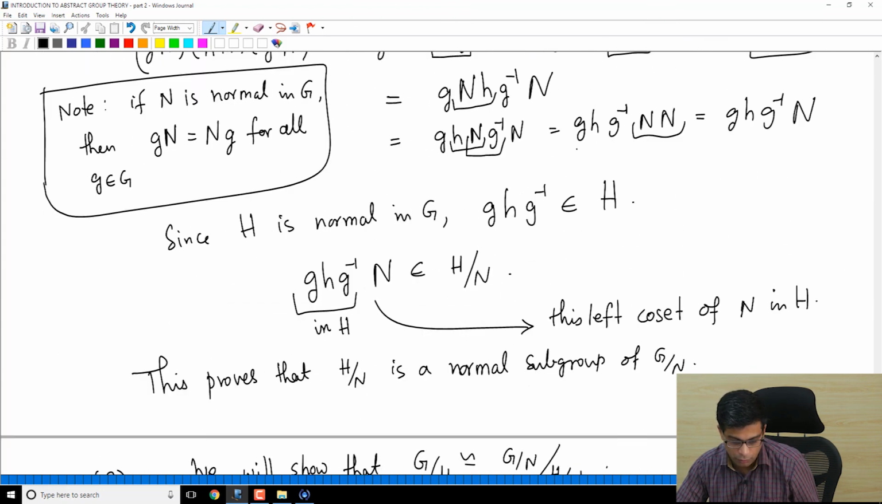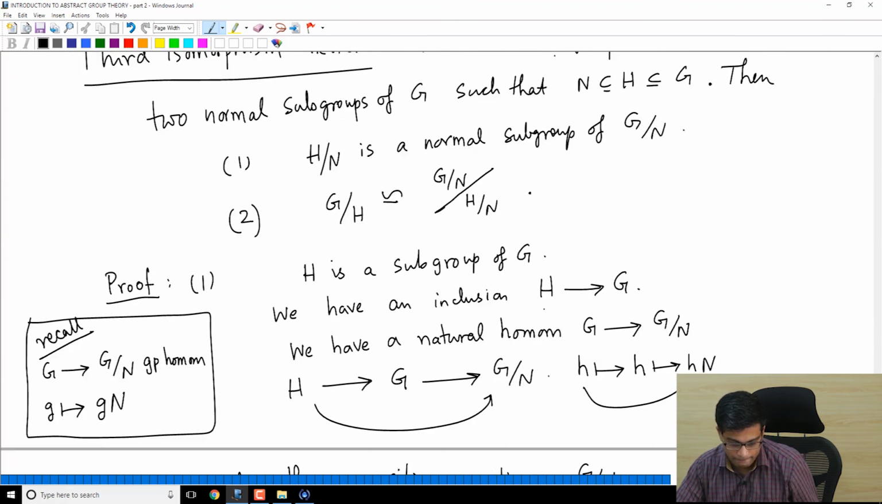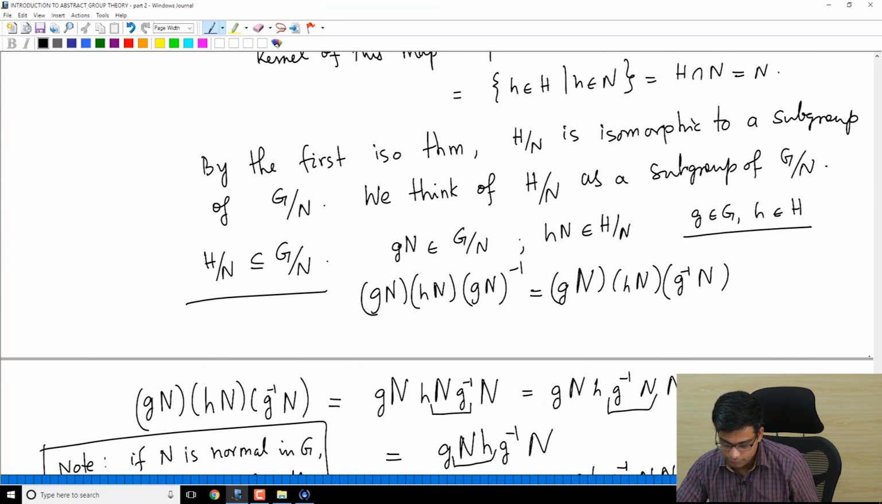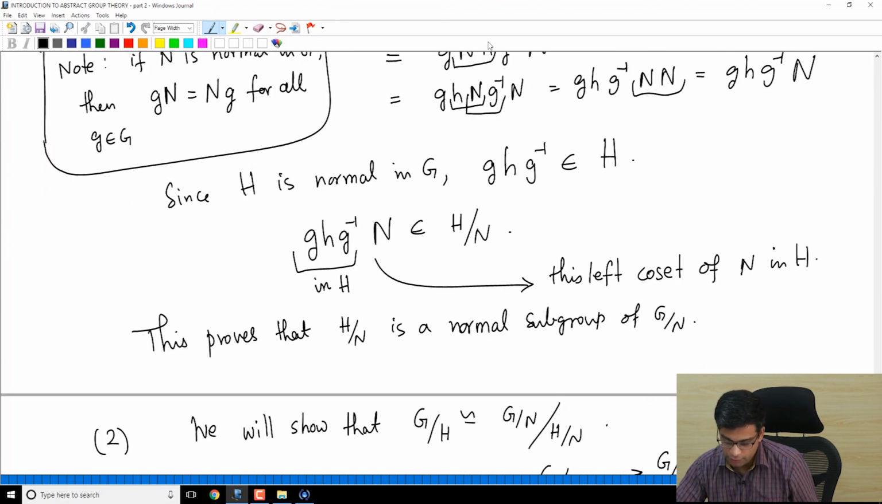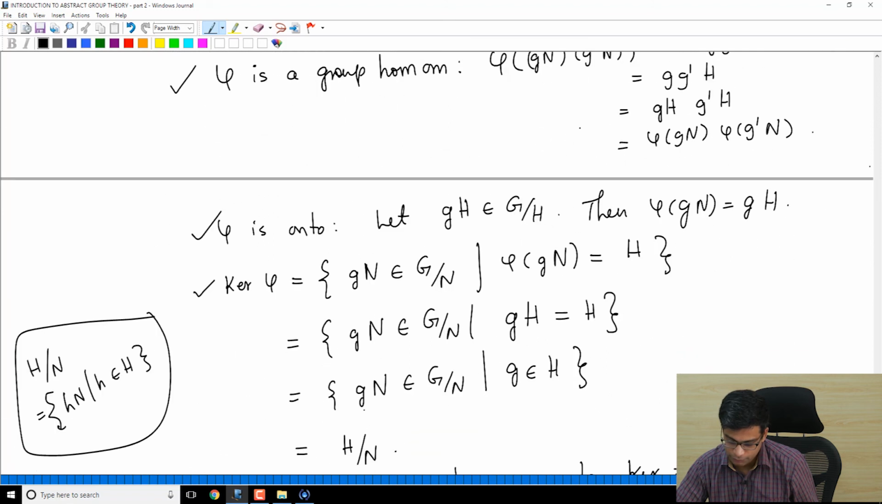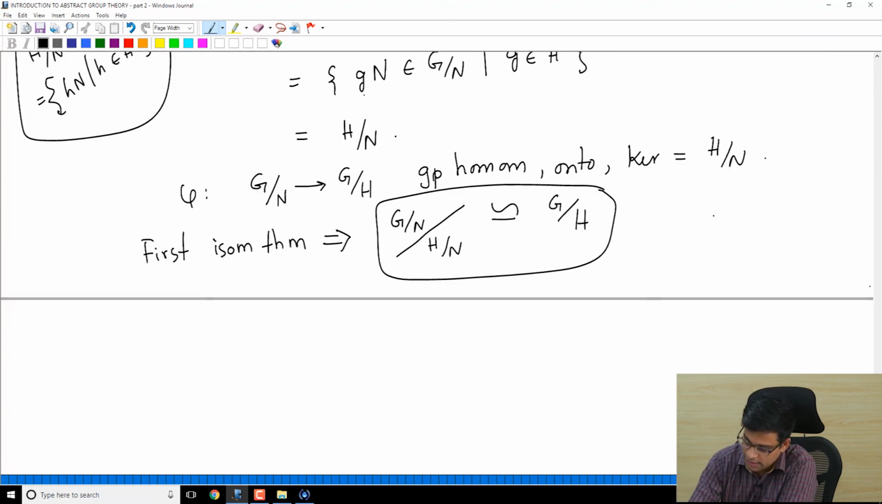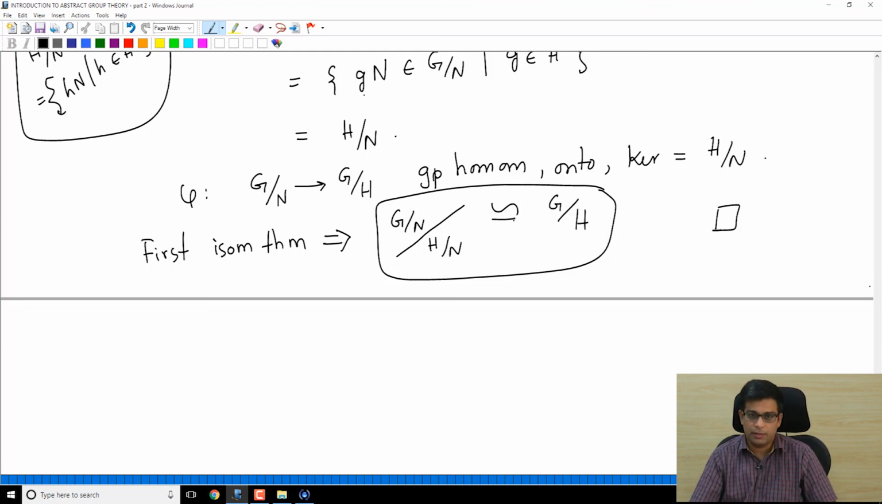(G/N)/(H/N) is G/H. Right? So we have finished the proof. So this is exactly the isomorphism that we have claimed, and we have proved this. So this completes the proof of the third isomorphism theorem.